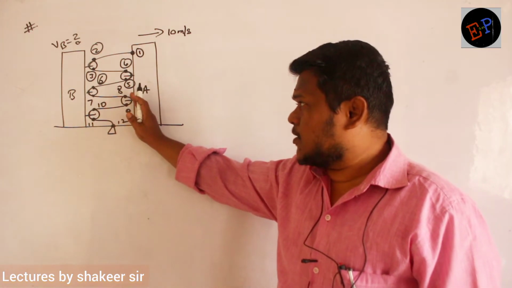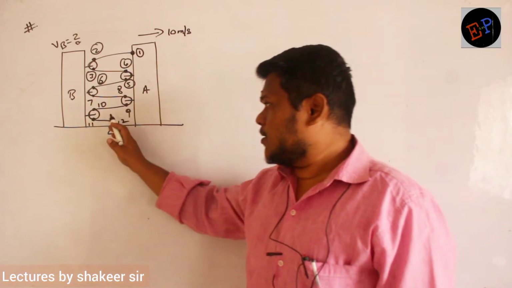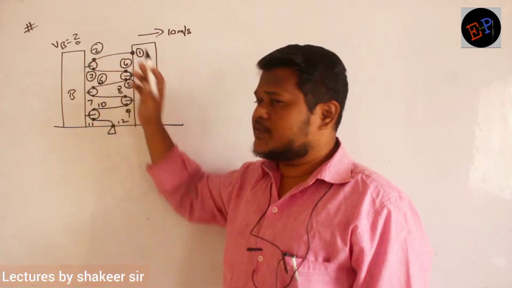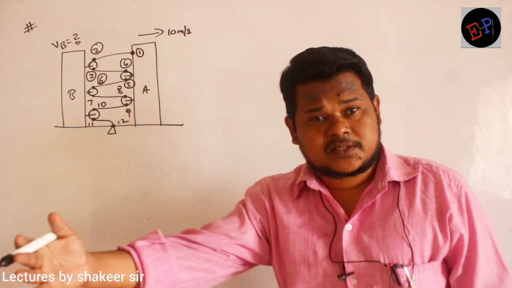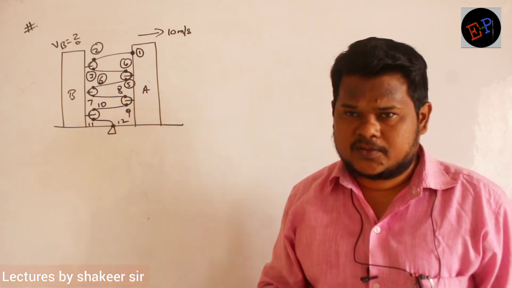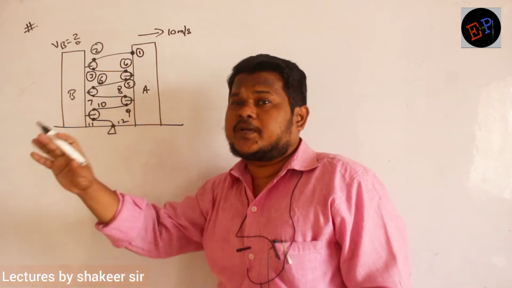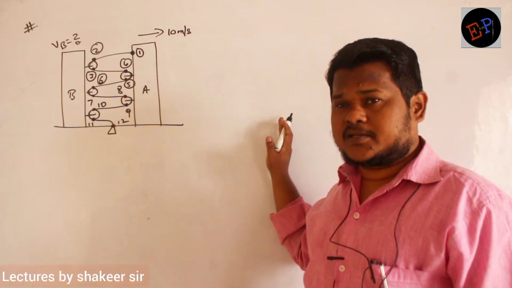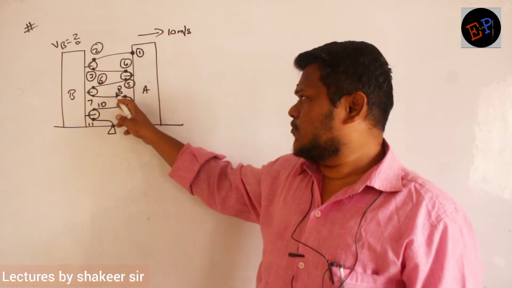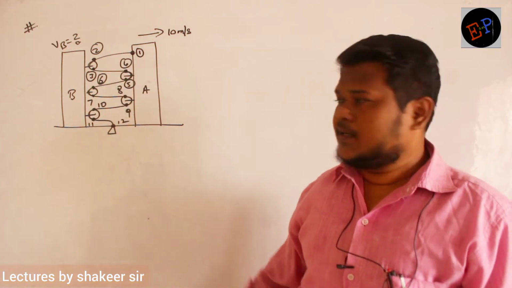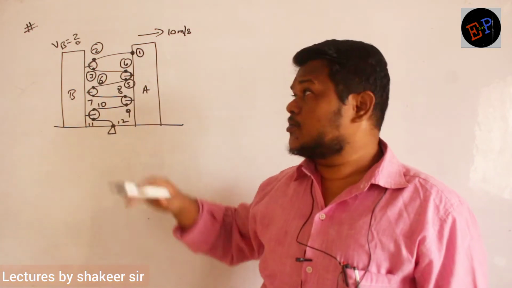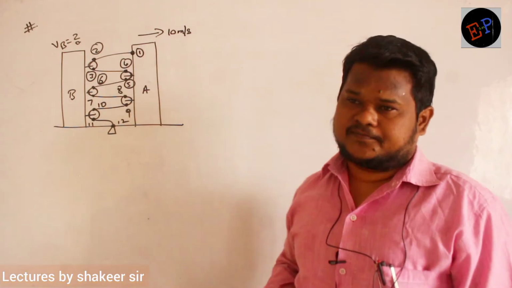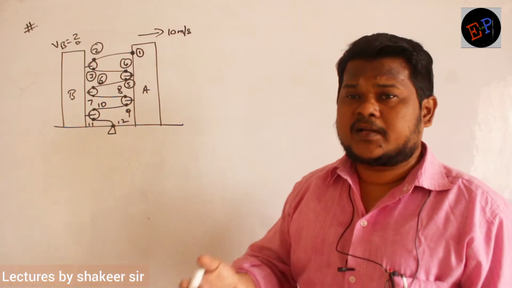And if this block moves in this direction, what happens to the length of 1, 2, 3, 4, 5 strings? Their length must increase. Understood? So we are considering the second block to be at rest temporarily. If this block moves in this direction, the length of strings 1, 2, 3, 4, 5 will increase. It means all these points' velocity should be taken as 10 and it should be positive. Okay, why 10?